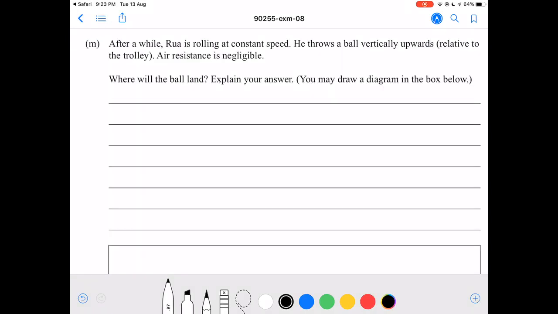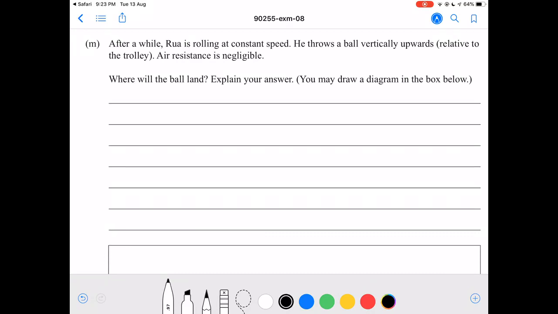In the next video, I'll be covering some more theory parts of projectile motion. When it comes to the explanation type of questions, one main thing we are looking at is when the question asks you to explain that the horizontal component is not changing. So that's the important thing that we sometimes have to explain. For example, this question right here. After a while, the ruler is rolling at a constant speed. He throws the ball vertically upwards, and air resistance is negligible. Where will the ball land?